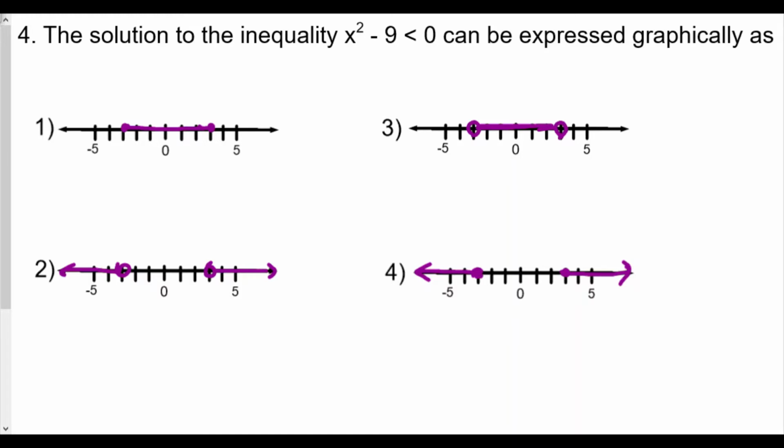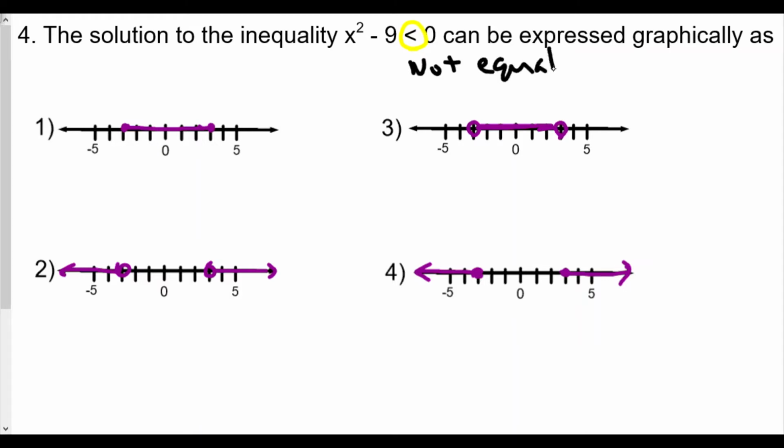Okay? Question number 4. The solution to the inequality x squared minus 9 is less than 0 can be expressed graphically as... So a couple of things we can do. First off, we take a look at our symbol here, less than 0. Now, less than 0 is less than 0, but not equal to 0. So in this case, very important, not equal.